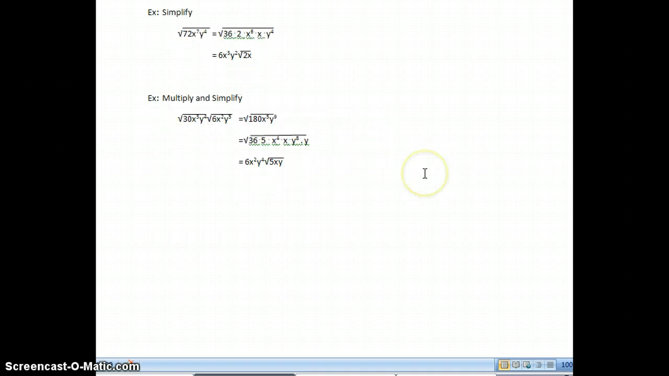Okay, now when I'm multiplying radical expressions, you might look at this and panic a little, but please don't. The problem says the square root of 30x to the 3rd y to the 4th times the square root of 6x squared y to the 5th. First thing to do is just put everything under the radical sign and multiply it. So I did 30 times 6 to get 180. I did x to the 3rd times x to the 2nd to give me x to the 5th. And I did y to the 4th times y to the 5th to give me y to the 9th.